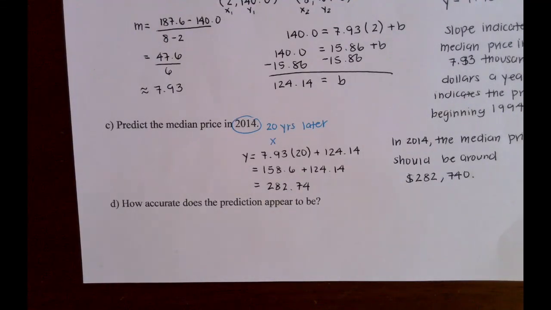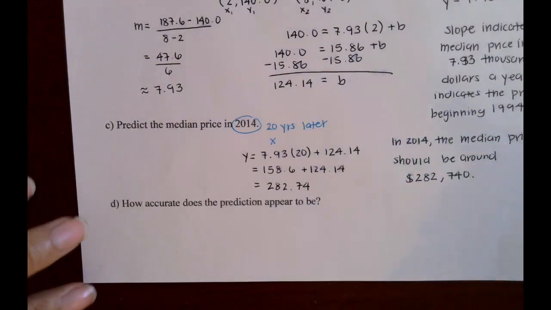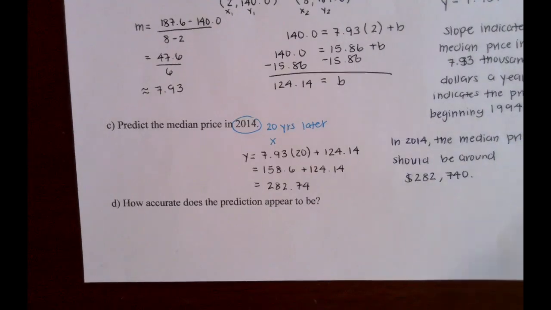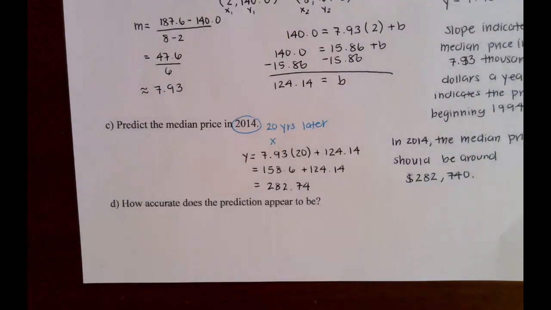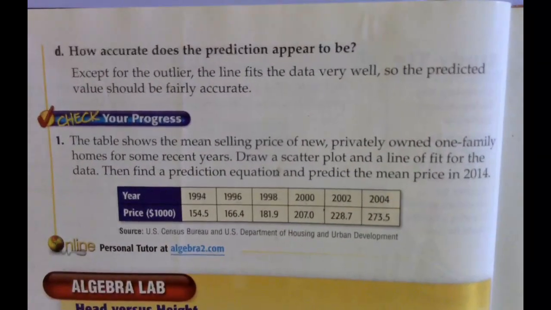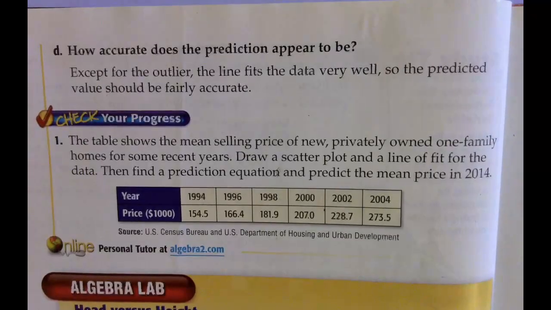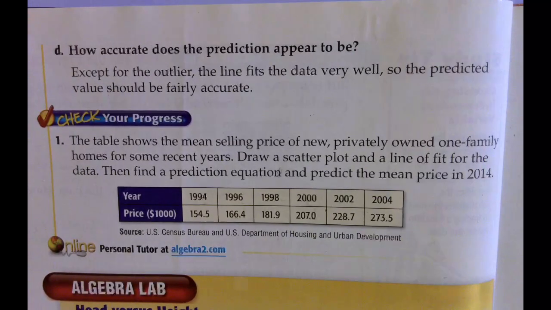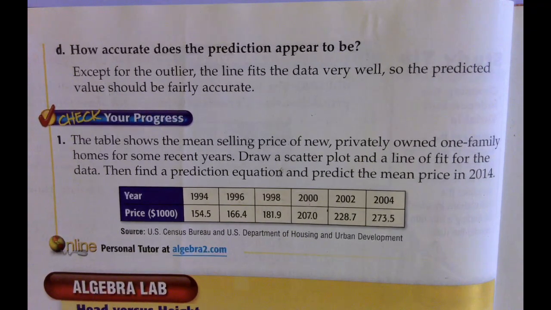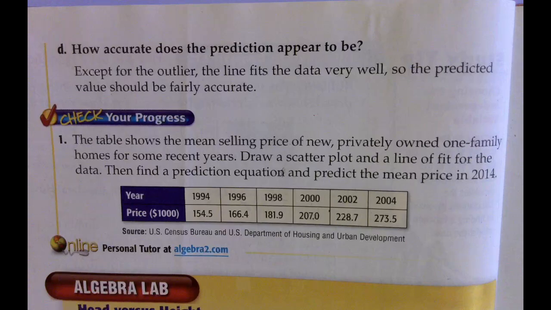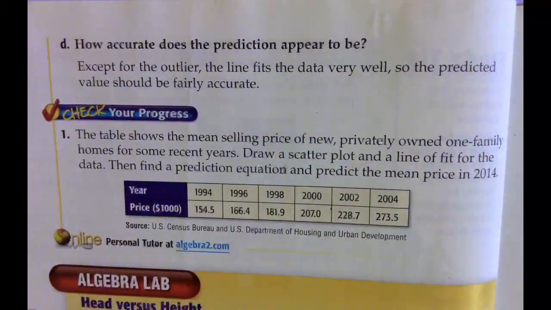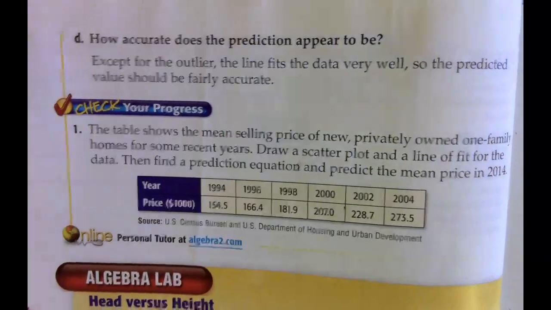How accurate does the prediction appear to be? Obviously, this book is now old. It was originally written in 2008. So when we predicted 2014, we didn't know. So if you look at the book here, it says, except for the outlier, the line fits the data very well. So the predicted value should be fairly accurate. I'm sure if we could look it up on the internet, if we knew which city it was and everything, we can actually determine whether or not this line of fit really works well. Okay, but at least for now, they said we're gonna assume that it's pretty accurate. But we can look it up to see if that's true or not.